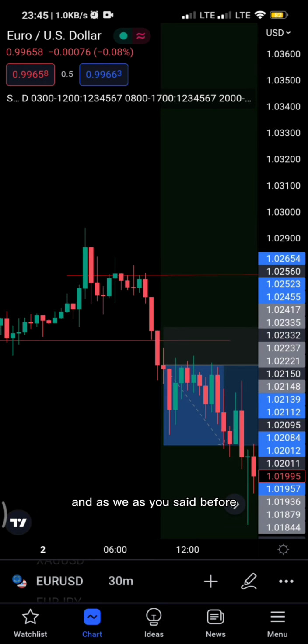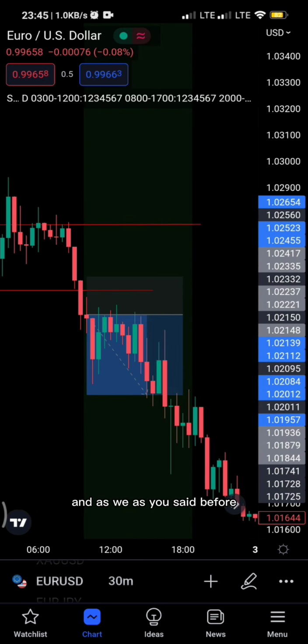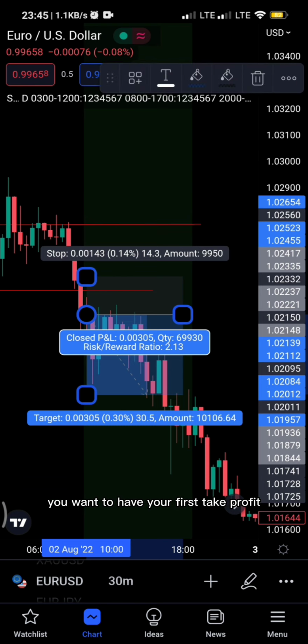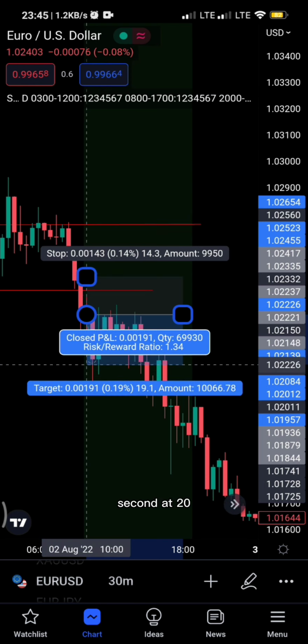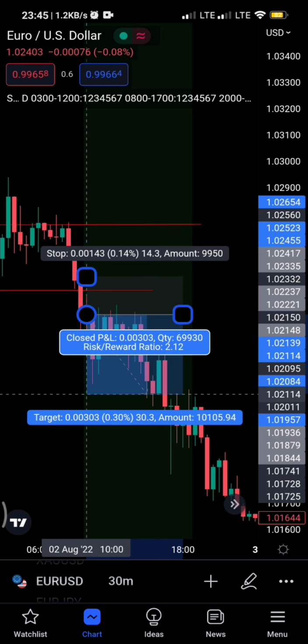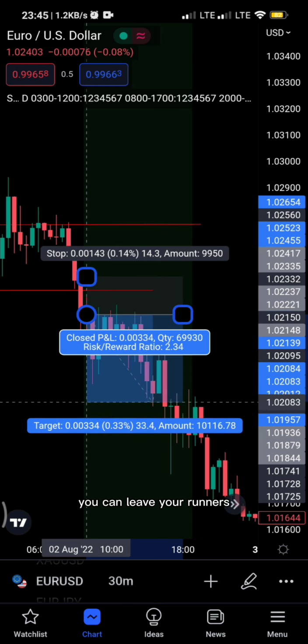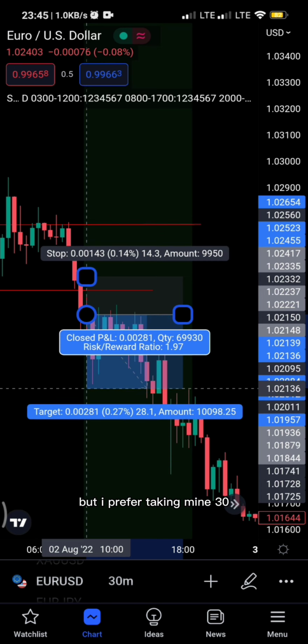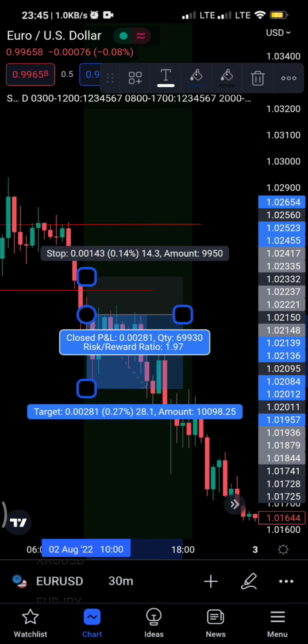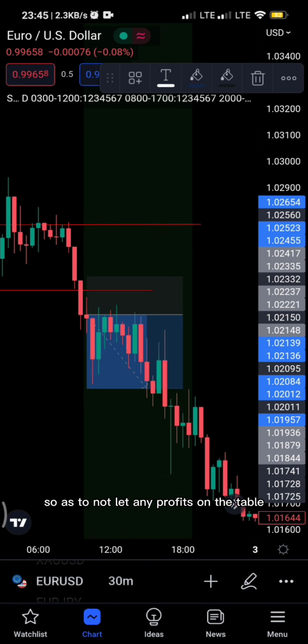And as we said before, you want to have your first take profit at 10 pips, second at 20, third at 30. You can leave your runners to maybe 60 or 100 pips, but I prefer to take mine at 30 so as to not leave any profits on the table.